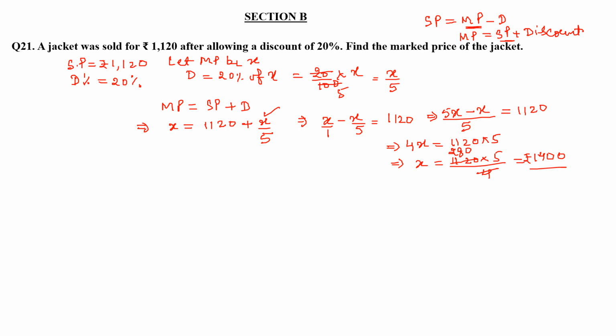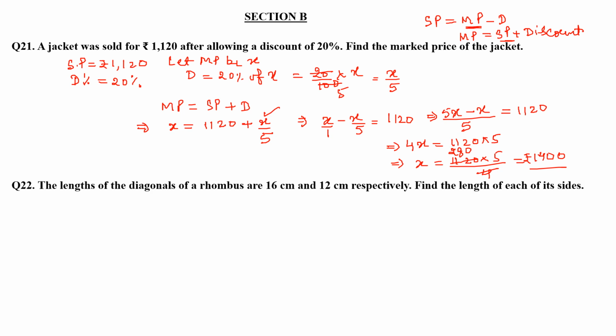And you can see marked price is more than the selling price, isn't it? Because you got a discount, so sale price should be less than marked price. Now I have solved using this method. You can use the unitary method and you can solve it. Okay. Now I am moving to the next question.